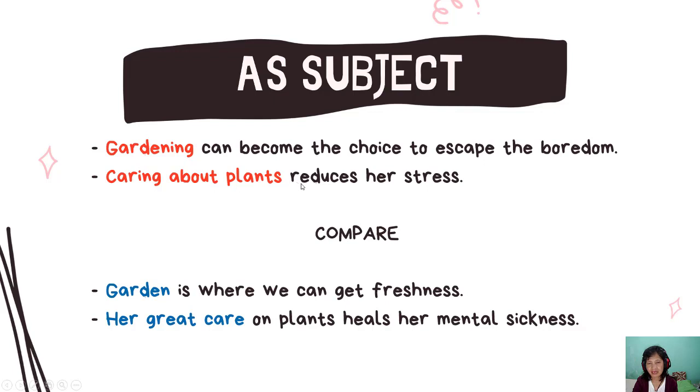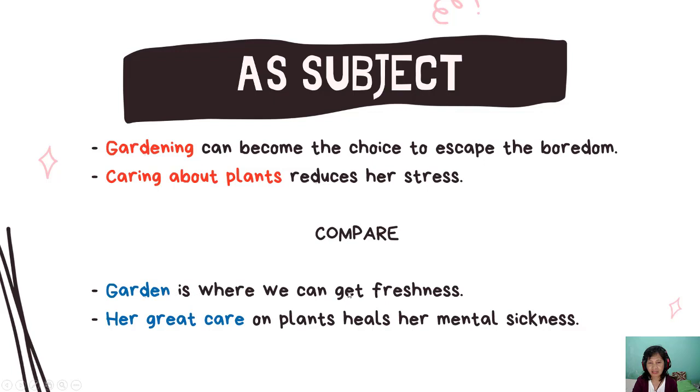Caring about plants reduces her stress. Caring about plants, these words are the subject. Why? Because actually about plant is the complement of this verb, care. Okay, try to compare with this.